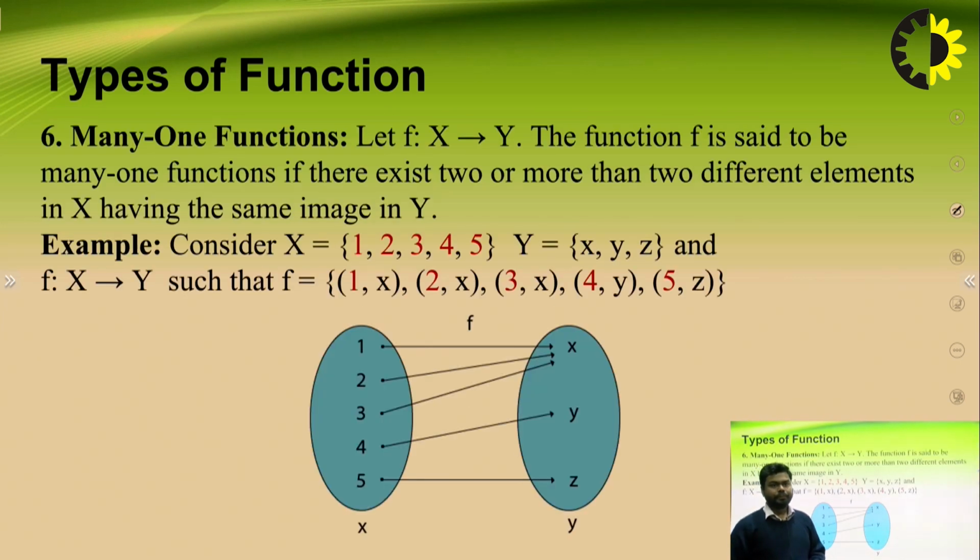Many-one function. A function f is said to be a many-one function if there exist two or more different elements in X that have the same image in Y. Like X has the same image, 1, 2 and 3. This happens multiple times, so this is called many. This is a many-one function. So you can understand that many means one element has two or more different elements in X.